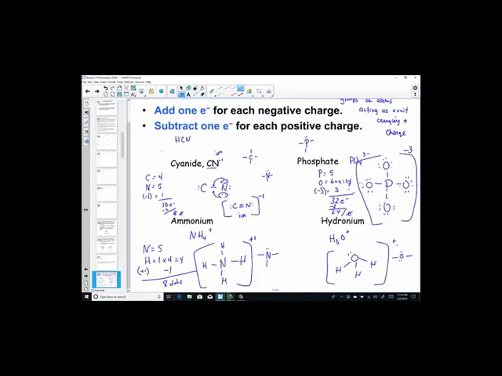Polyatomic ions are kind of unique in the sense that we add or subtract electrons based on the charge, but then don't be mad when we don't follow the exact rules, because ions are looking to change their bonds by attaching to something else.